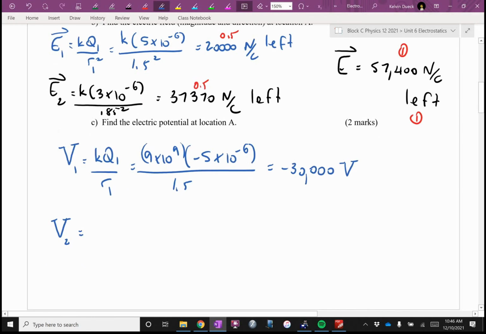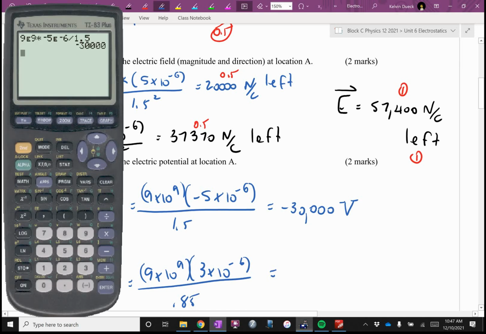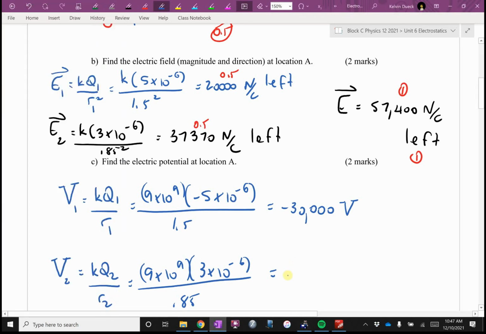What about the second location? It's going to be K Q2 over R2. 9 times 10 to the 9th, positive 3 microcoulombs divided by 0.85. I'm going to get positive 31,765.